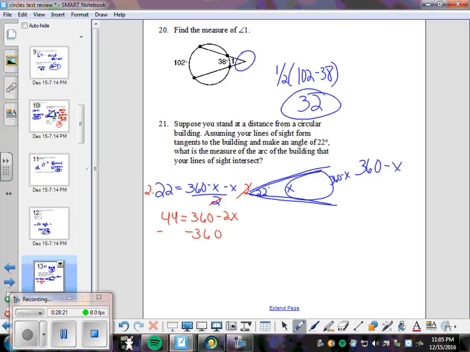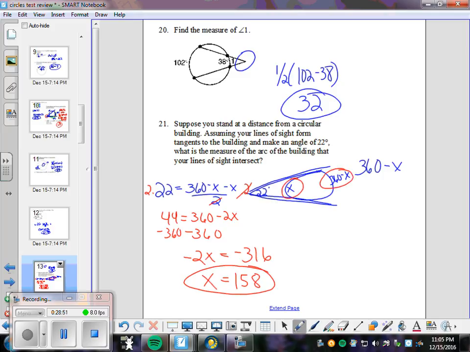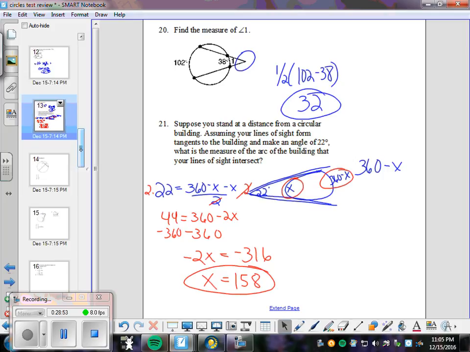Subtract 360. So you get negative 2x equals negative 316. Divide that by 2. You're going to divide by negative, so you get a positive 158. Okay, so in this one you had to visualize it like the others. But remember, this was where we had the x and the 360 minus x.